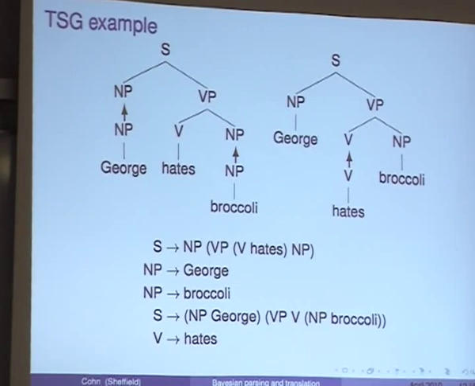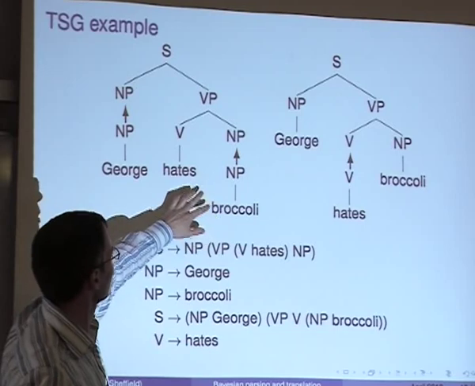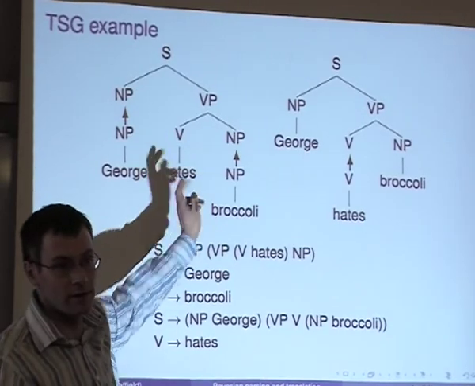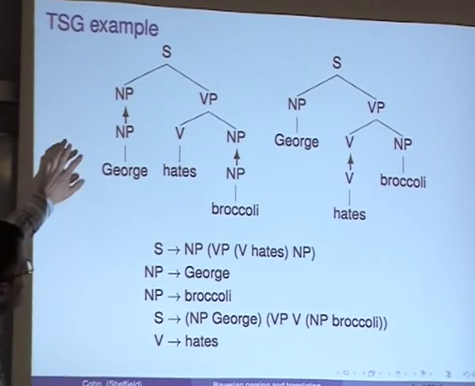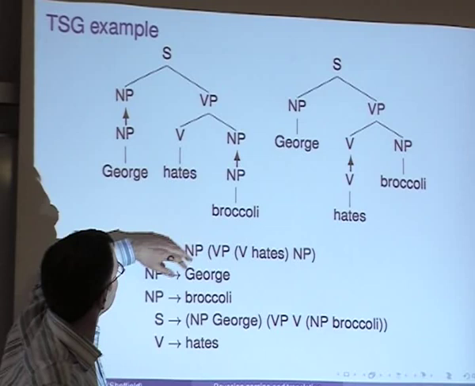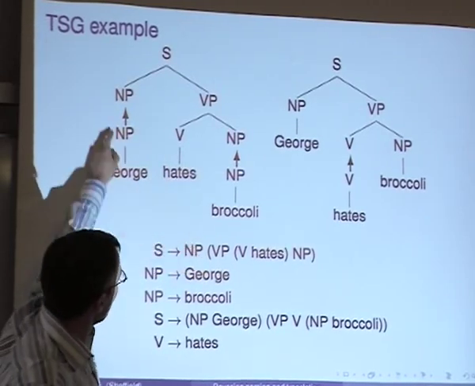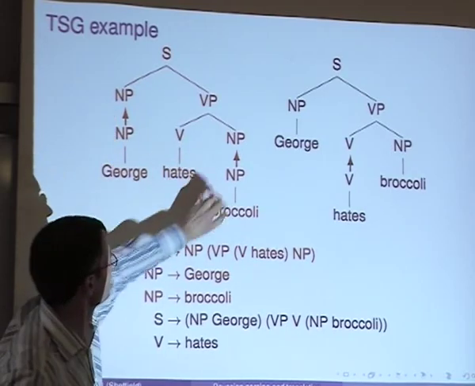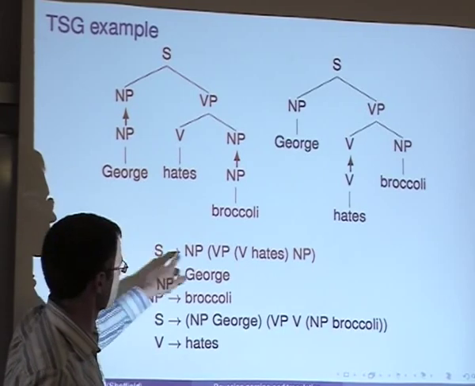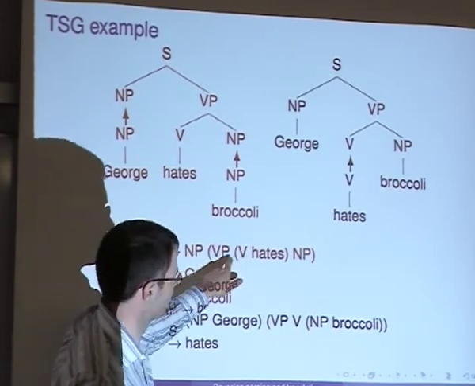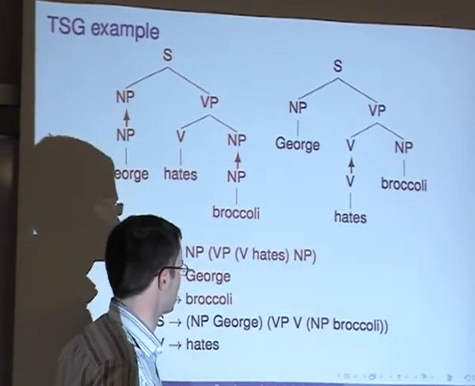Okay, so just to give you an example. Here's a very toy example. We have the sentence, George hates broccoli. And I've shown here two different tree substitution grammar analyses for it. On the left, we have one large fragment, which has the verb hates in it and two NPs, and then we have the two NPs for George and broccoli. These are shown here in bracketed notation. The top one being S rewrites as an NP and then a verb phrase fragment with hates and an NP. So on the frontier, we have two NPs.